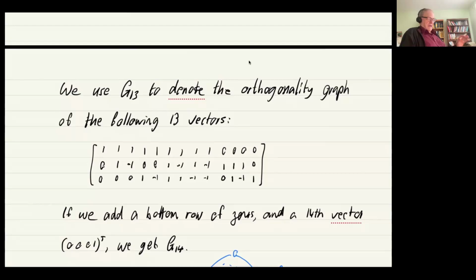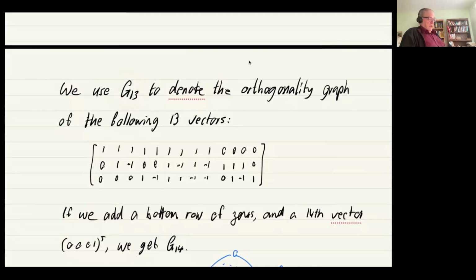So I can construct an orthogonality graph, and I'm calling that graph G13, because that's what Manchinska and Roberson did. And it was subsequently proved this is going to be the smallest graph for which the classical and quantum chromatic numbers are different.